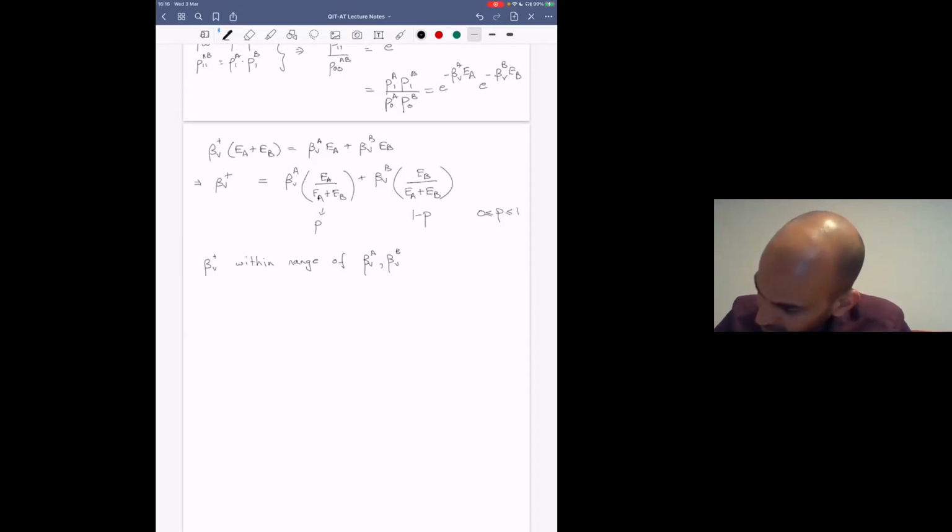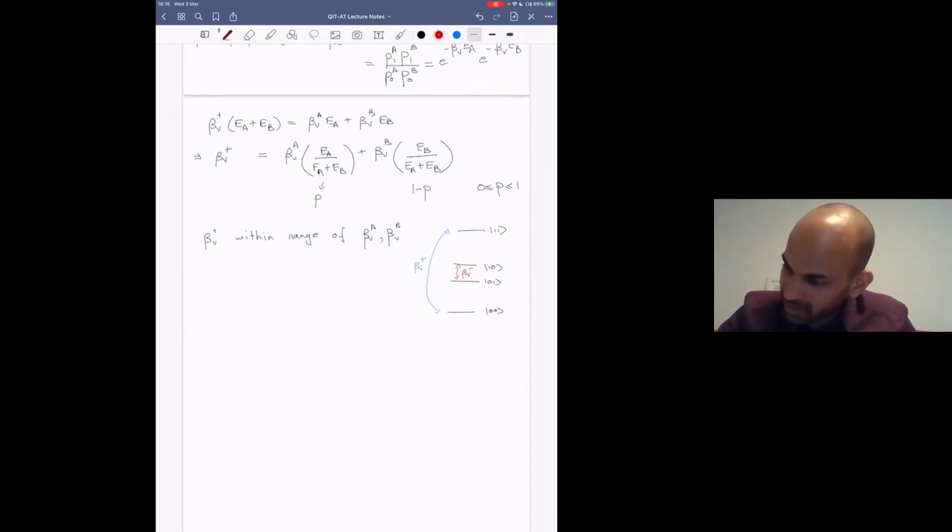Yes, so let me draw this again. Now, 0, 0, 0, 1, 1, 0, 1, 1. And we've just looked at beta V plus, and we are finally going to look at beta V minus in these two intermediate states.